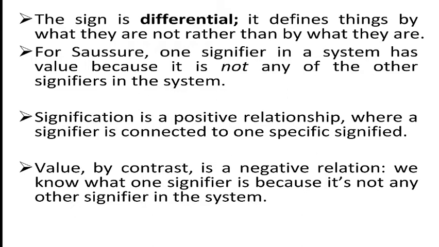Value, by contrast, is a negative relation. We know what one signifier is because it's not any other signifier in the system. The word cat has signification when it's connected to its signified, the animal that meows. The word cat has value because it's not the word hat or bat or cut or cap. So we just discussed two concepts. One is the value and the other one is the signification.